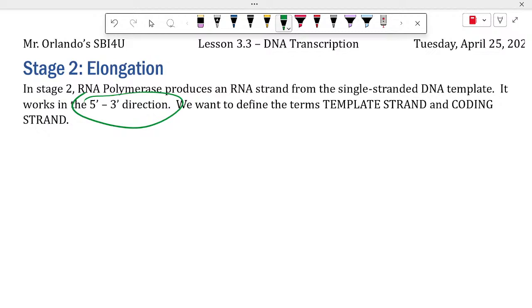DNA polymerase, right? So RNA polymerase works exactly like DNA polymerase. The new strand is going to start with a 5' end available, and the last nucleotide will have a free 3', right?